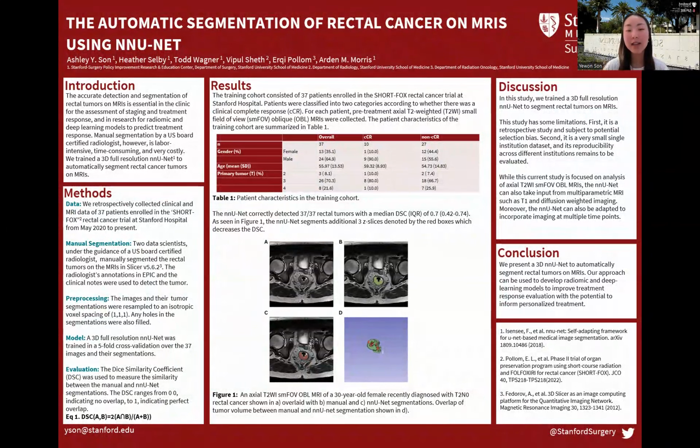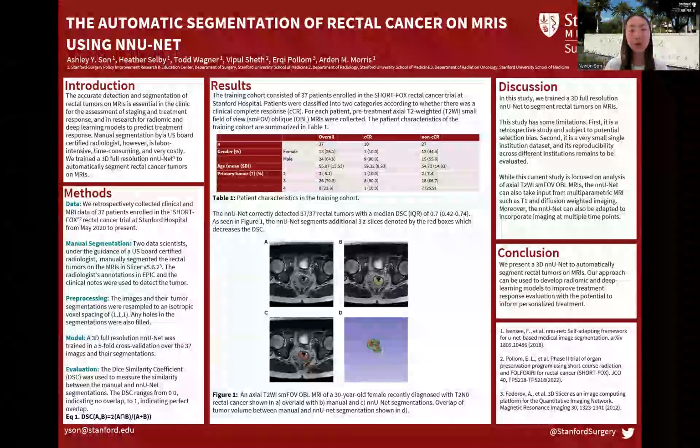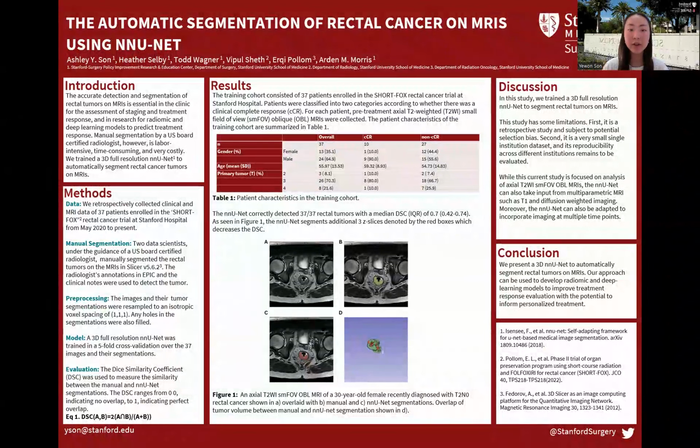Figure 1 illustrates an axial T2 small field of view oblique pelvis MRI of a 30-year-old female with a T2N0 tumor. The tumor is indicated by the white arrows. Figure 1b is the MRI overlaid with the manual segmentation of the tumor shown in green.